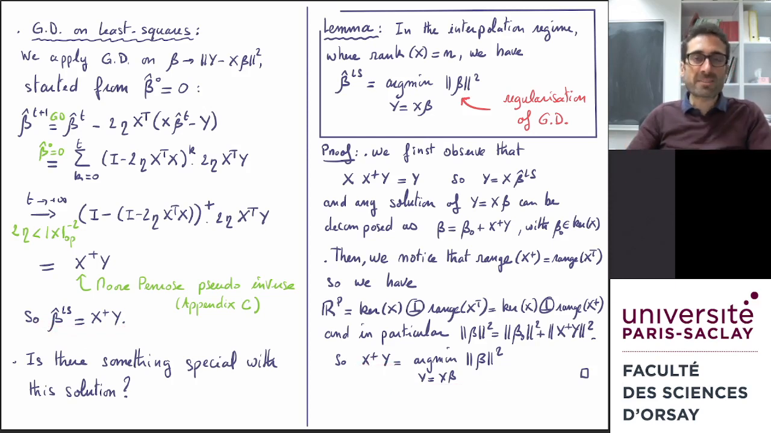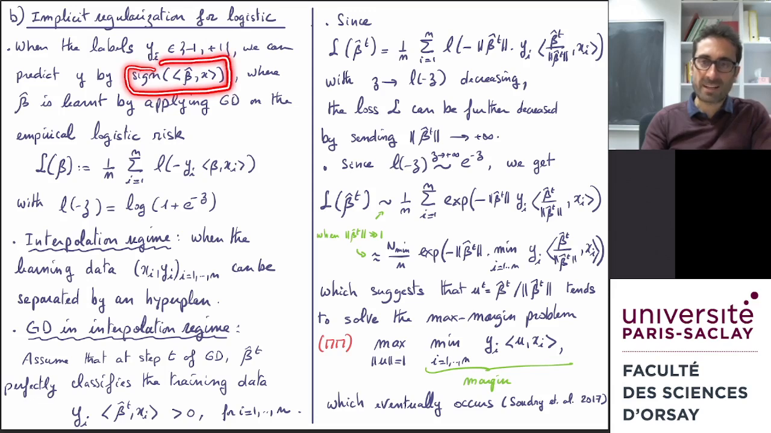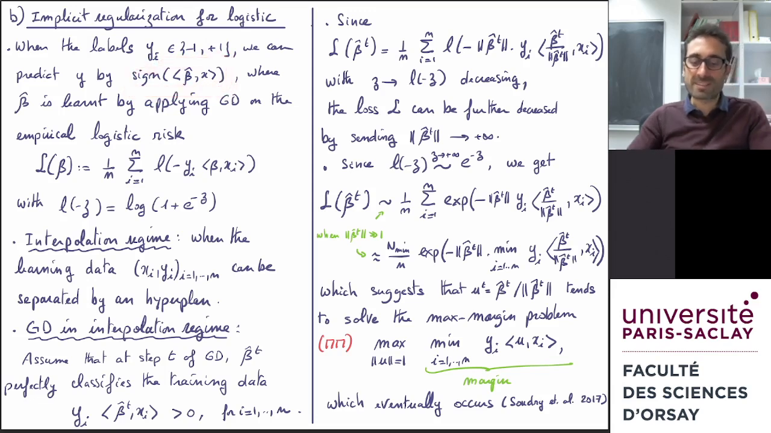So this is the first example of regularization by gradient descent. Now we look more briefly at another example, which is logistic regression. So we move from a regression setting to a classification setting. Now we have some labels y_i that will be -1 or +1. So we are in a binary classification setting, and we will do some regression and use as a predictor the sign of beta hat scalar x. Okay, so we predict with this sign.